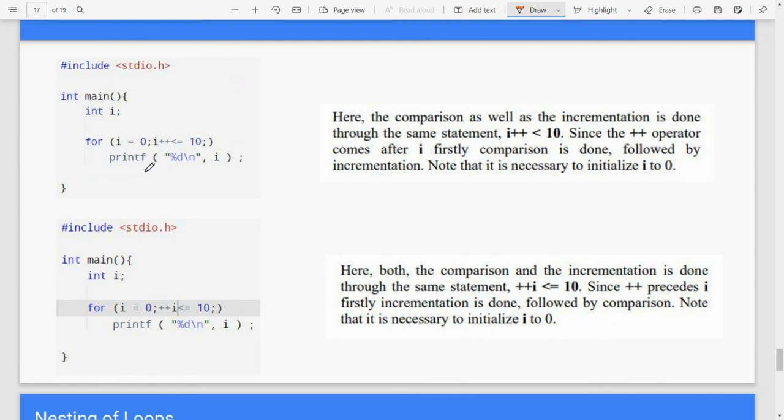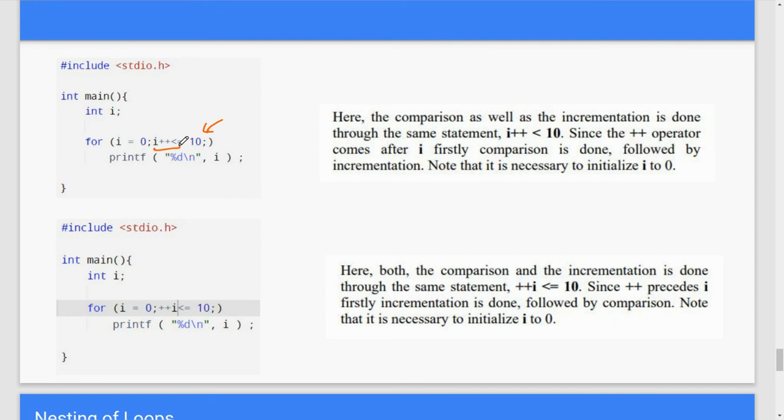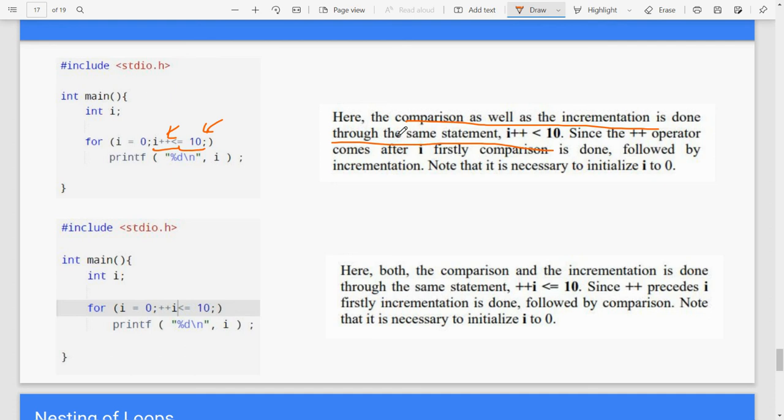If you don't want to mention any incrementation in this for loop, you can mention the incrementation itself inside the comparison. When you do this, we know that this is a post increment. The comparison as well as the incrementation is done through the statement. Since the plus plus comes after i, first the comparison is done, and then the incrementation. Post increment means it will be incremented after the comparison, and pre increment will increment before the comparison.